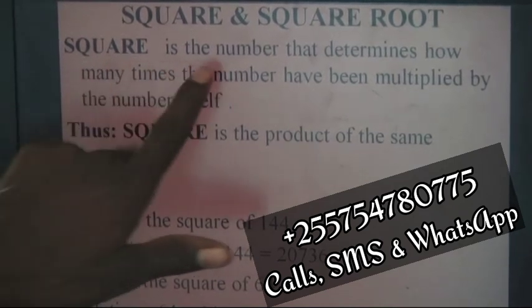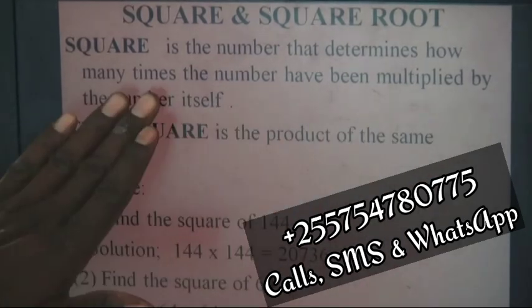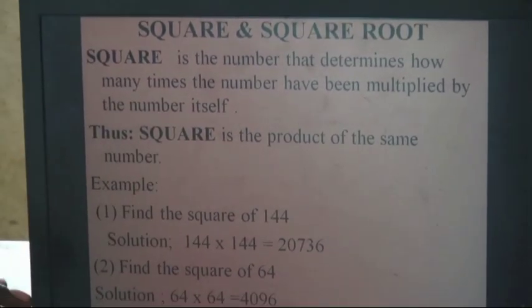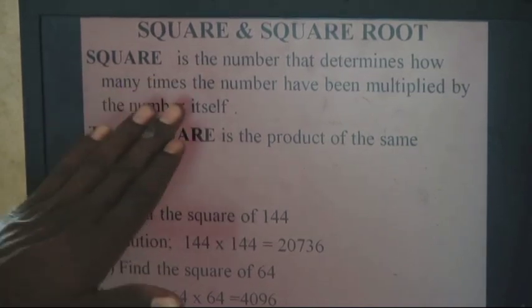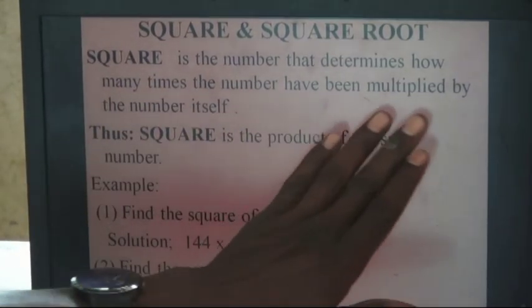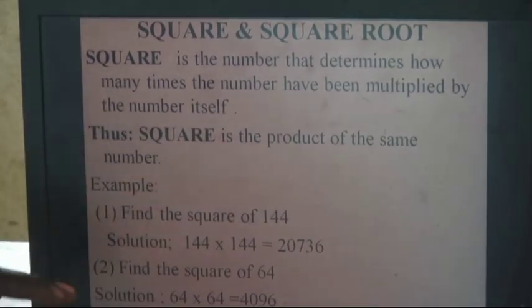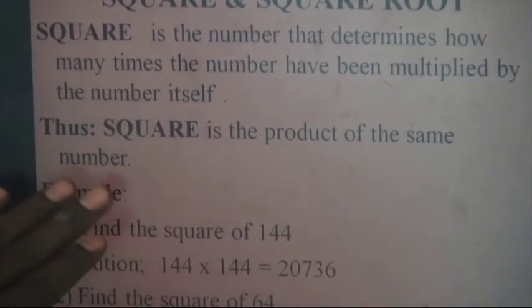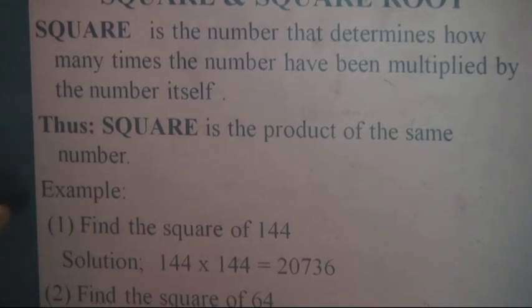Now, a square is the number that determines how many times the number is being multiplied by the number itself. That is taking the number and then you multiply it by the number itself. Thus, we say the square is the product of the same number.